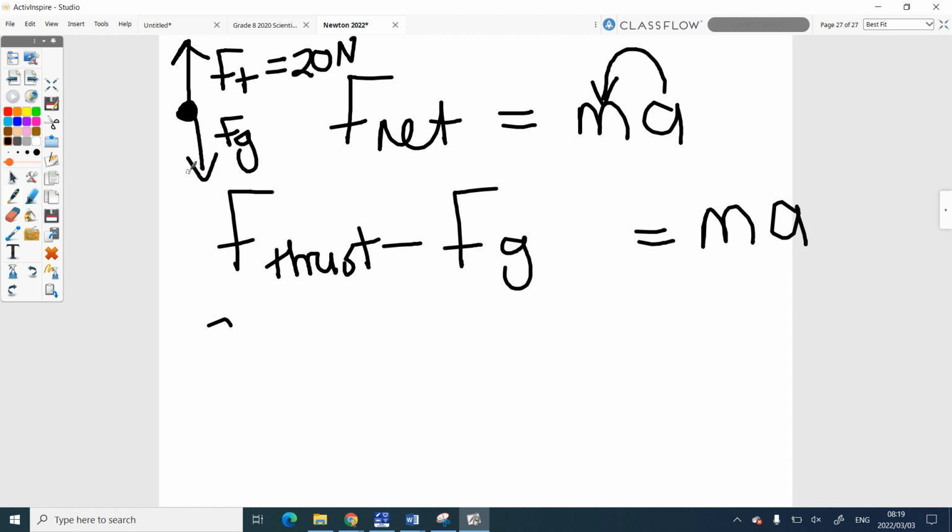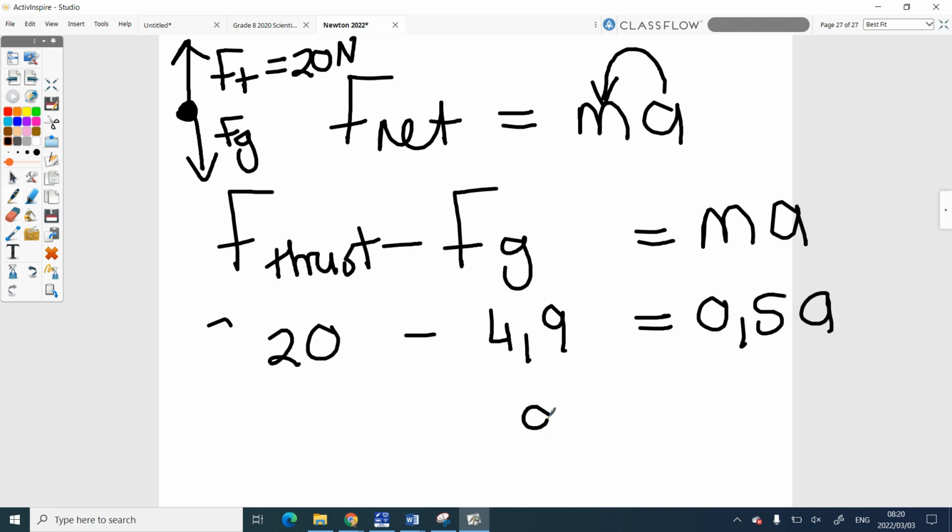All right, so this one is given to you as 20. This one is actually given to you, so you didn't have to work it out. 4.9 is equal to 0.5a. And then what did you get? Oh, they've given you a. Did you get 30.2? Yes.